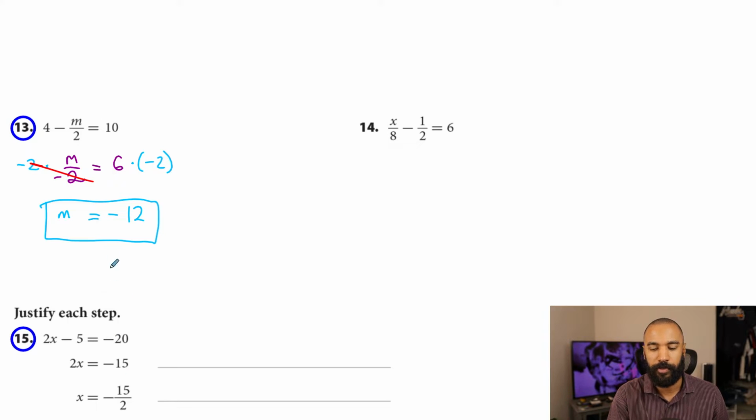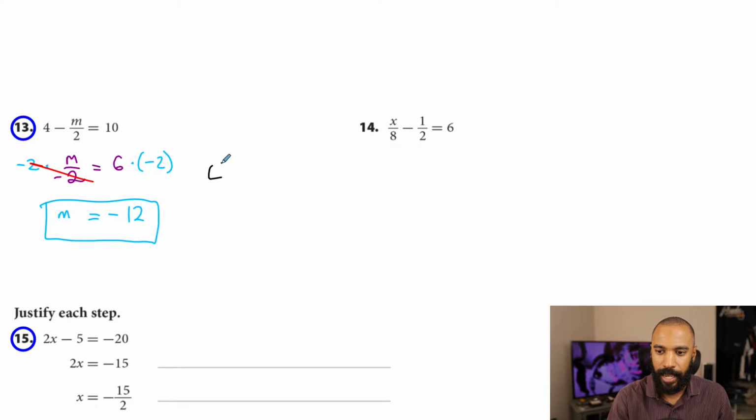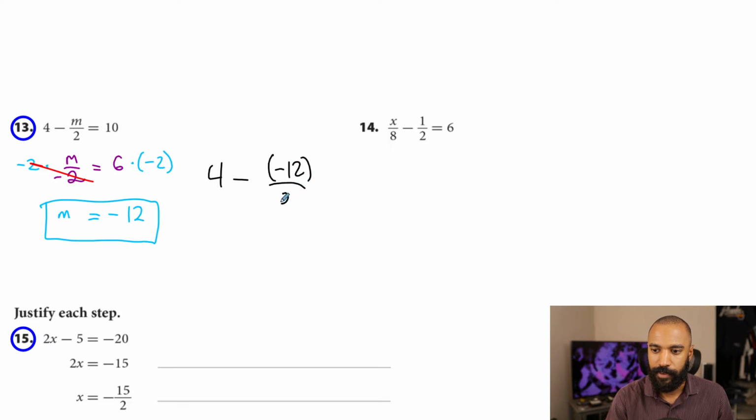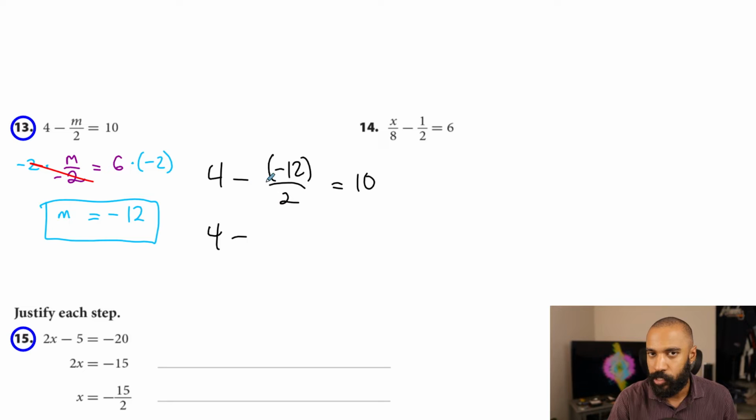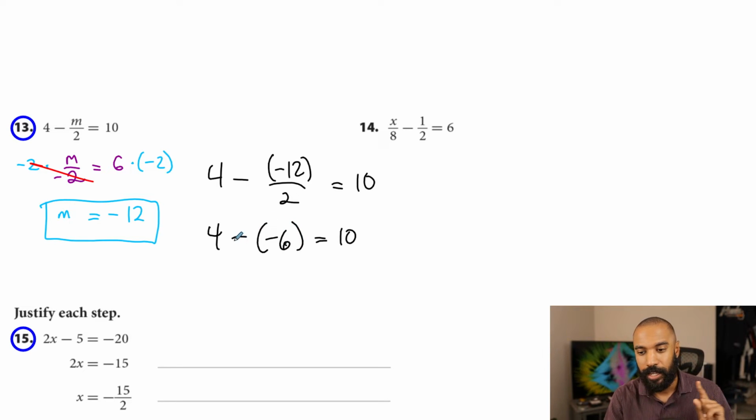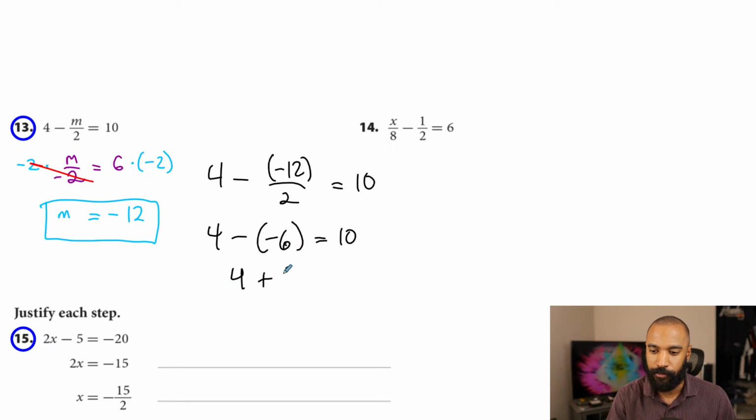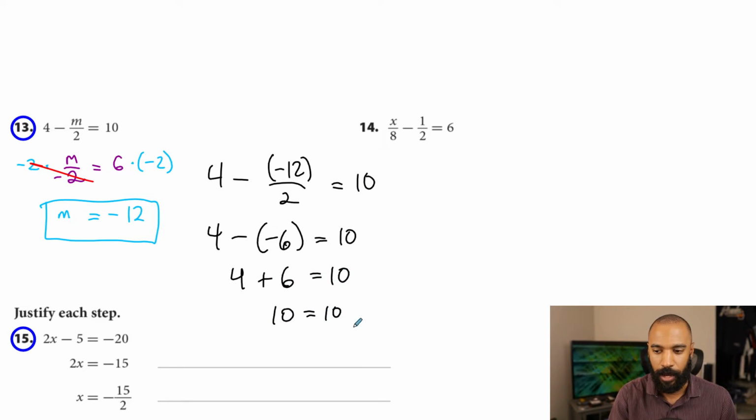Let's go and double check one of those before we get to one of these ones here. So if I substitute negative 12 in for m, what happens? I get 4 minus, notice this minus right here, I'm going to substitute in negative 12 for m, divided by 2, and this equals 10. 4 minus negative 12 divided by 2 is negative 6. So I'm subtracting negative 6. If you saw the video before, subtracting a negative is equivalent to adding. 4 plus 6 equals 10. So 10 equals 10. That seems to check out.